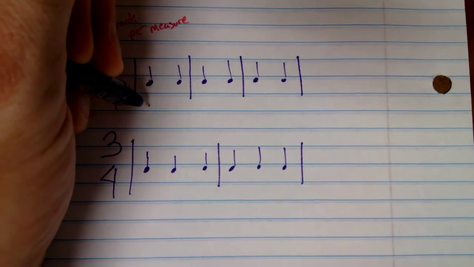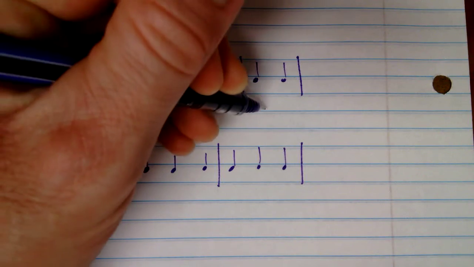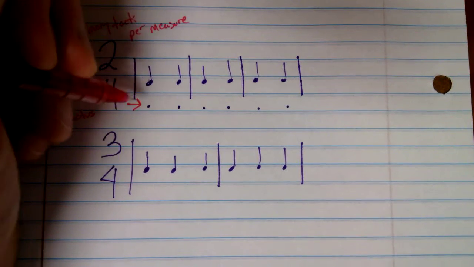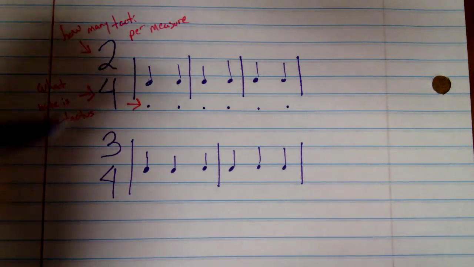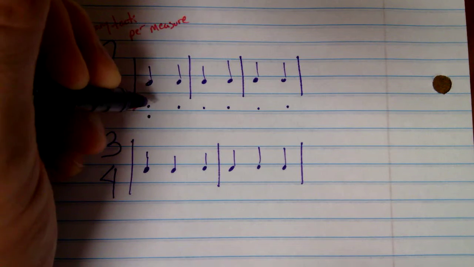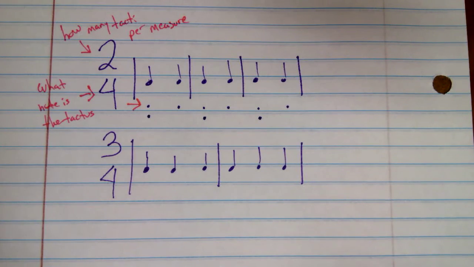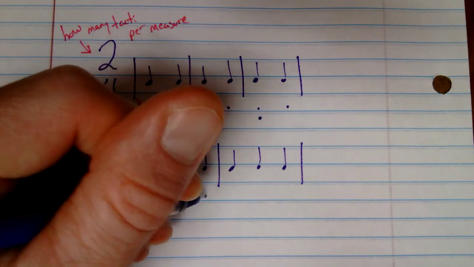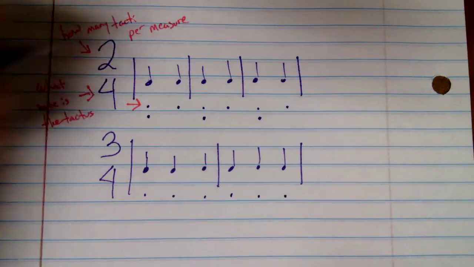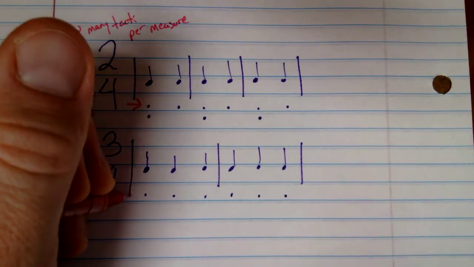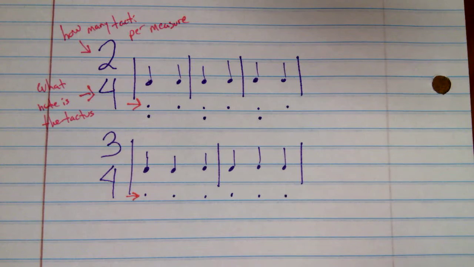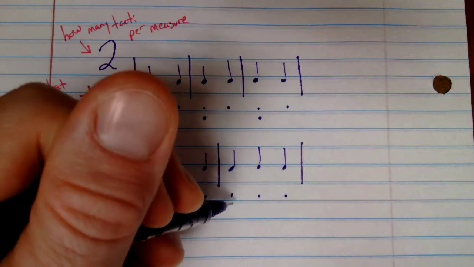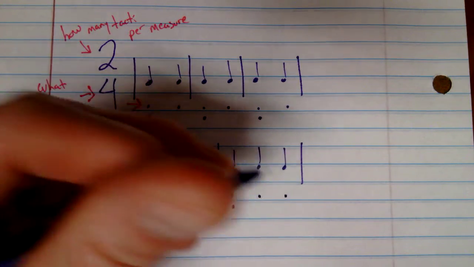So if my quarter note is a tactus, I'll create a set of dots representing those tactus beats. This 2-4 is showing me that there is a larger pattern of stronger tacti every 2 of them, like so. In 3-4, if this layer right here is showing me the tactus pulse or tactus beat, then there's going to be a larger beat every 3 of them. 1, 2, 3, 1, 2, 3, like so.